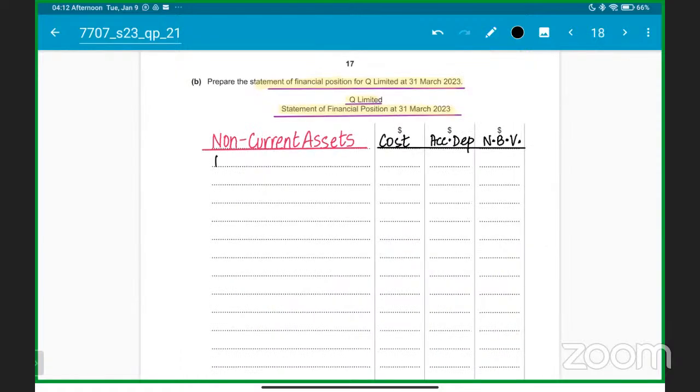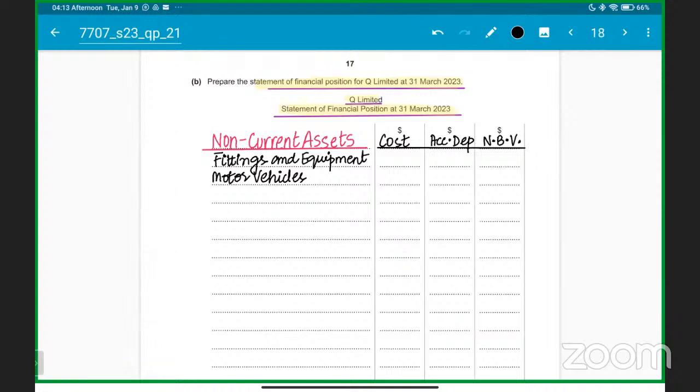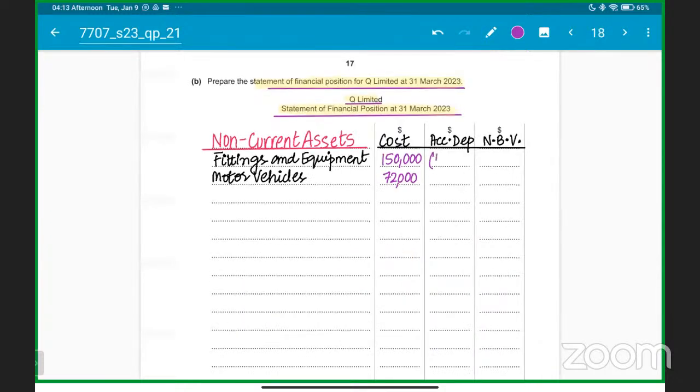It will be fittings and equipment as the first heading. And you will copy that down there. Make sure it should balance as well. There are no adjustments. That's the good thing. Fittings and equipment and motor vehicles. So we're going to put their cost and depreciation and find out the net book value. It will be 150,000, the cost of the fittings and equipment, and 72,000, the cost of the motor vehicles. And then we have to do the depreciation, that is 40,650.